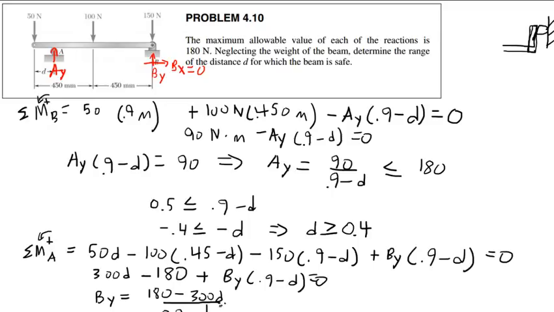I like that. And by also has to be less than or equal to 180. So let's say this has to be less than or equal to 180. So that will lead us to 180 minus 300d. Then I multiply this thing over here, 180 times 0.9. I'm going to get less than or equal to 162 minus 180d.